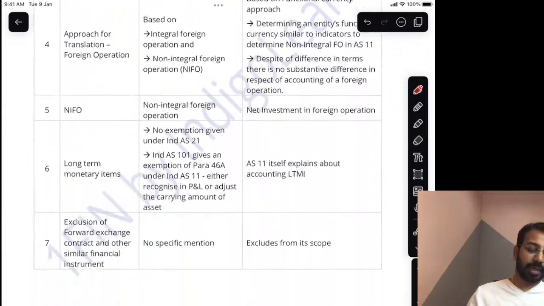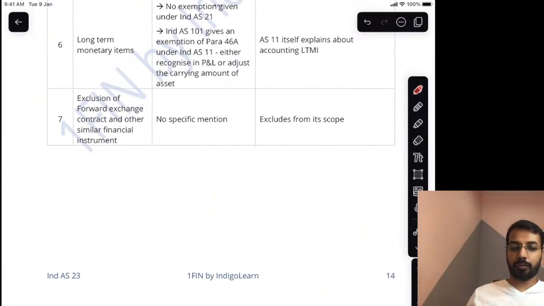Okay, so this is the theoretical aspect that is relevant for our discussion purpose. In tomorrow's class, we will take up a couple of questions and discuss in detail how we do translation and how we do the disposal related aspects in case of foreign currency transactions.